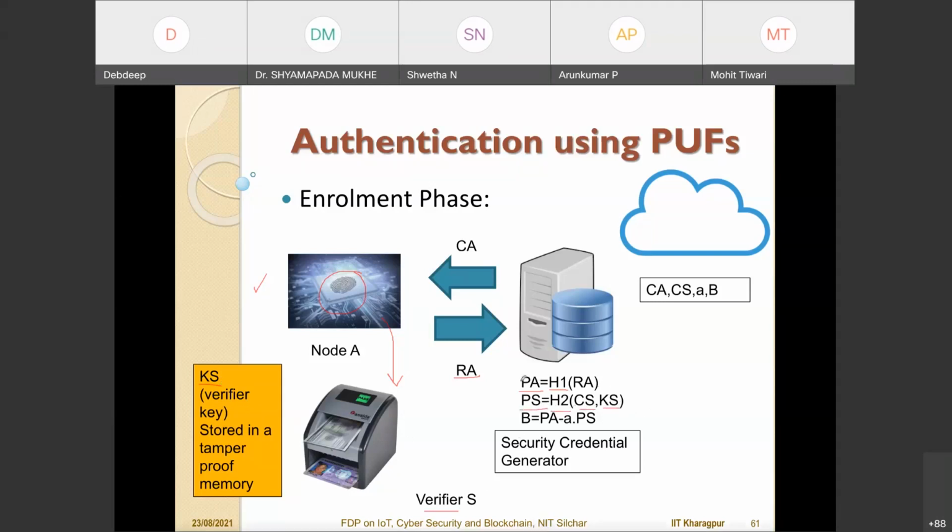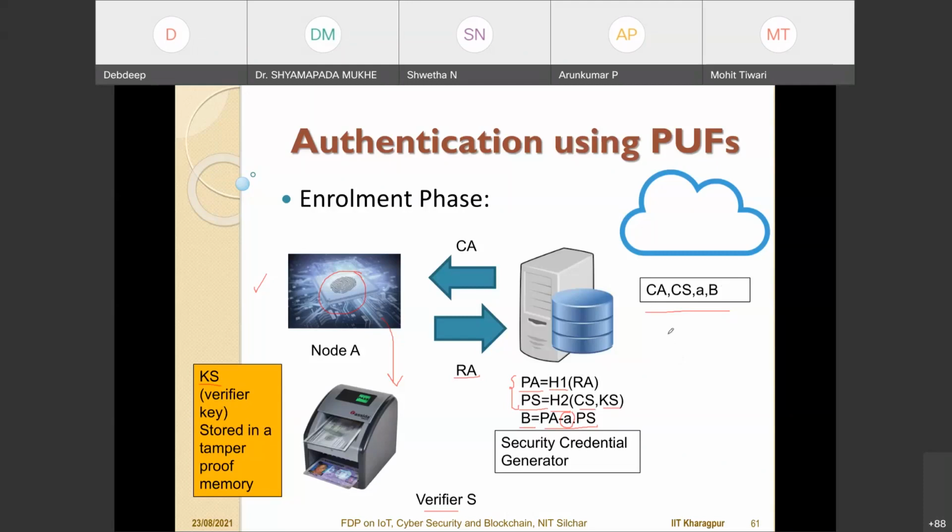and obtain something called PS. Now you take this PA and PS and apply an elliptic curve operation, shown here, by generating a random scalar called A, and you calculate a parameter called B. The key takeaway from this slide, without going into too much detail, is that you can calculate these parameters, shown here as CA, CS, A, and B, and store them in the cloud.